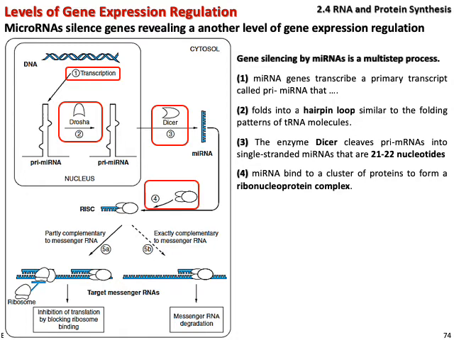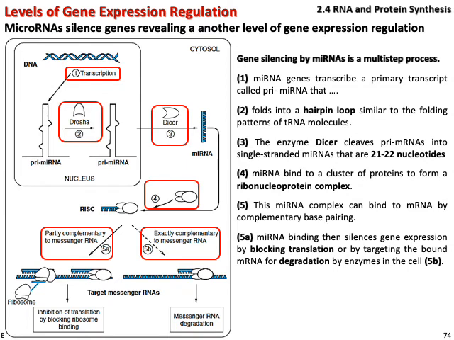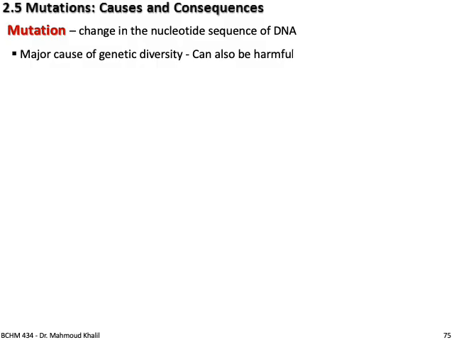The microRNA binds to a cluster of proteins to form a ribonucleoprotein complex. This microRNA complex can bind to messenger RNA by complementary base pairing, and the microRNA either binds and silences gene expression by blocking translation, or by targeting the bound messenger RNA for degradation by enzymes in the cell. So it's actually another mode of regulation at the level of translation.